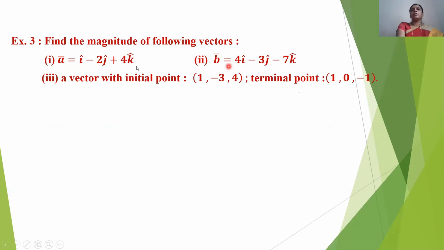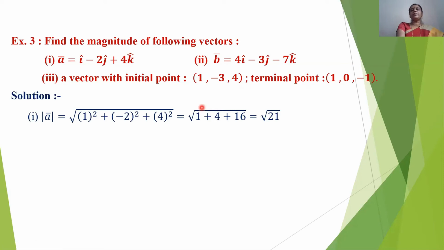Means here position vectors of two vectors are given. And in the third problem, a vector with initial point (1, -3, 4) and terminal point (1, 0, -1). Here initial point and terminal point are given, means we have to first find that vector in terms of its position vector and then we have to find its magnitude. Okay, let's see one by one.